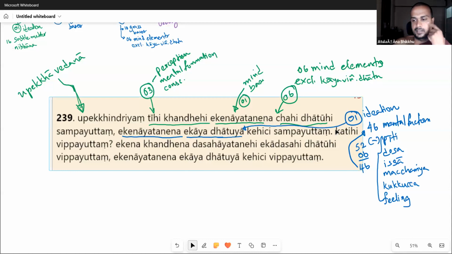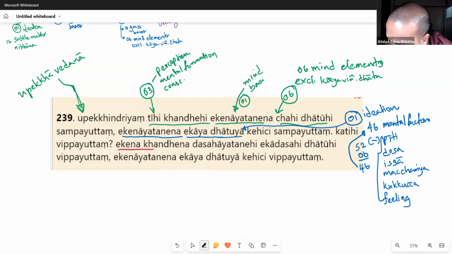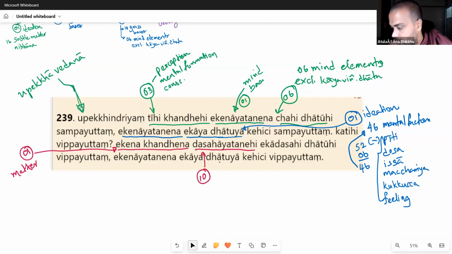So Katihi Vipayutta, the next one is on the disassociation. So it says Ekena Khandena Dasahayatanehi Ekadasahi Dhatuhi Vipayutta. So Ekena Khandena means it is disassociated with one matter aggregate. Dasahayatane means it is dissociated with 10 bases.